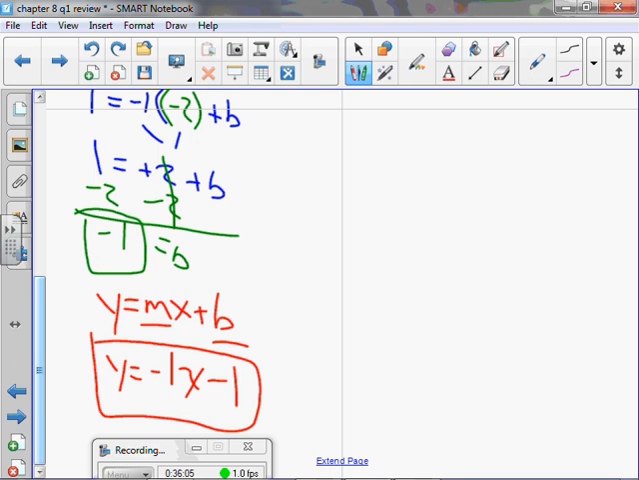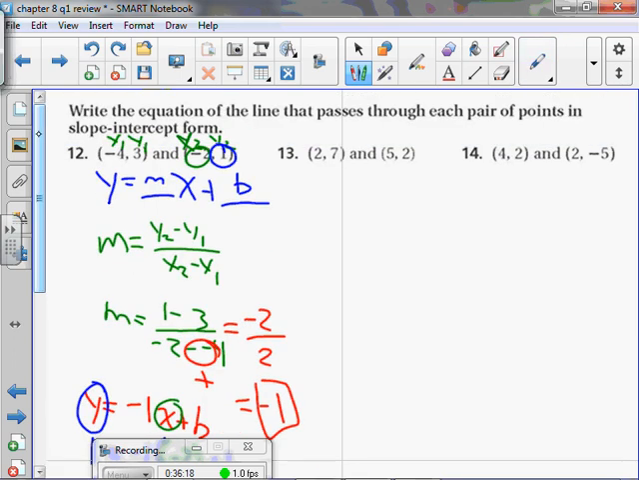And so I think I'll just erase that. But either way is correct. This is not wrong, but this is an easier way to write it. Just y equals negative x minus 1. Okay, and then we're just going to do the same thing 2 more times.